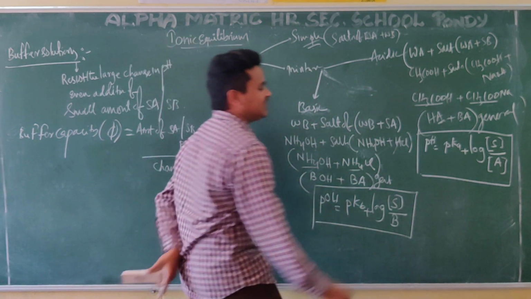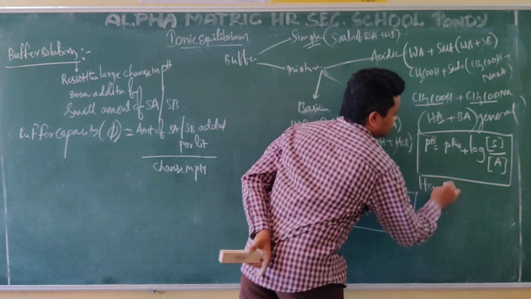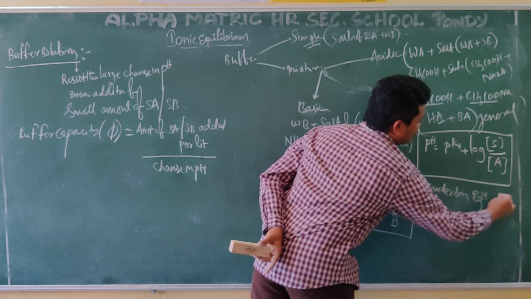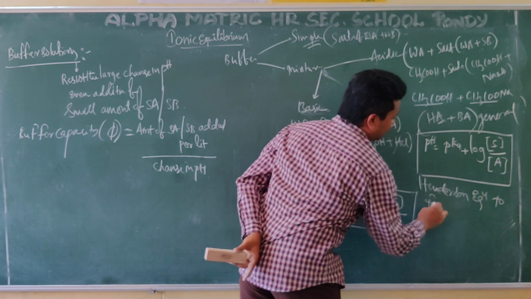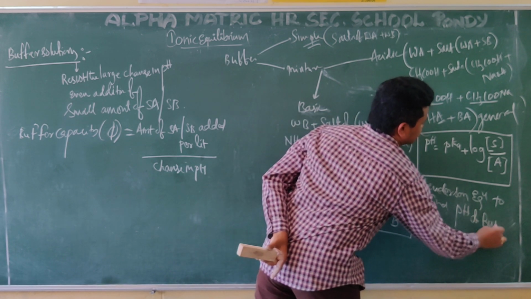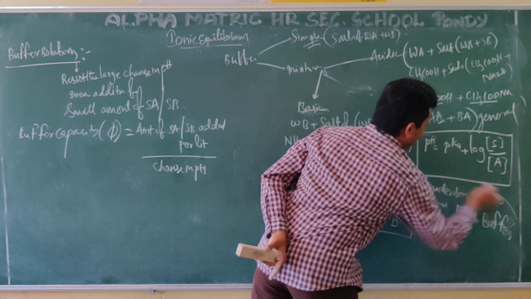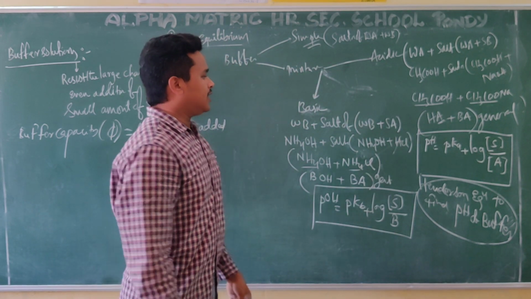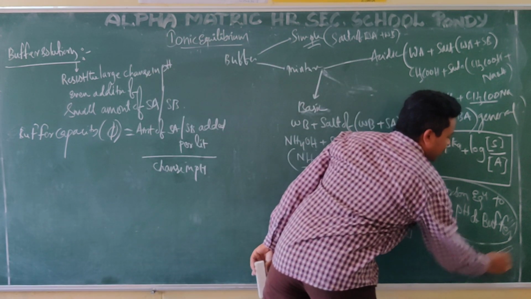These two are called Henderson equations, used to find the pH of buffers. These two formulas are important here. That's it. These are the observations.